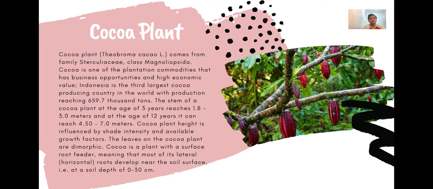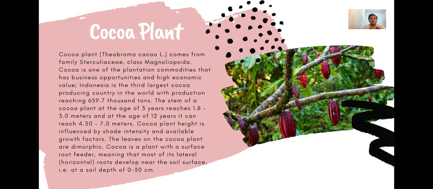659.7 thousand tons. The stems of a cocoa plant at the age of 3 years reach 1.8 to 3 meters, and at the age of 12 years it can reach 4.5 to 7 meters. Cocoa plant height is influenced by shade intensity and available growth factors.